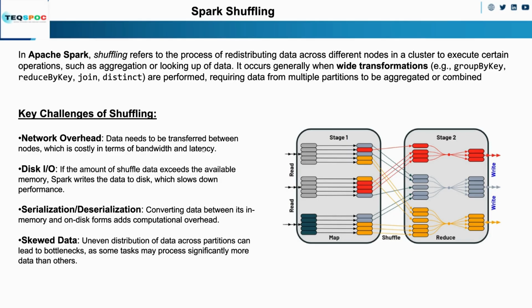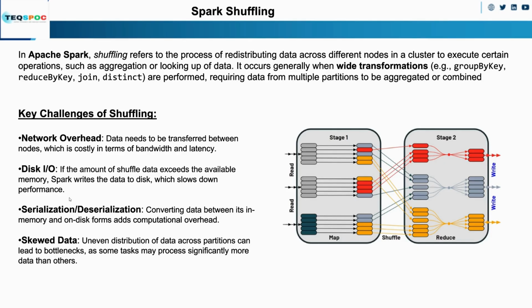So let's go one by one for each point. The first one is network overhead. Data needs to be transferred between nodes, which is costly in terms of bandwidth and latency. Obviously, since the data is going to be jumbled across all the nodes in the cluster, it's going to take a toll on the time and efficiency of the job. Whenever a new stage is getting created, you see a minor lag in the Spark job. Had it been an application written only with narrow transformations, you would have seen the job completing much faster. So this is the first challenge.